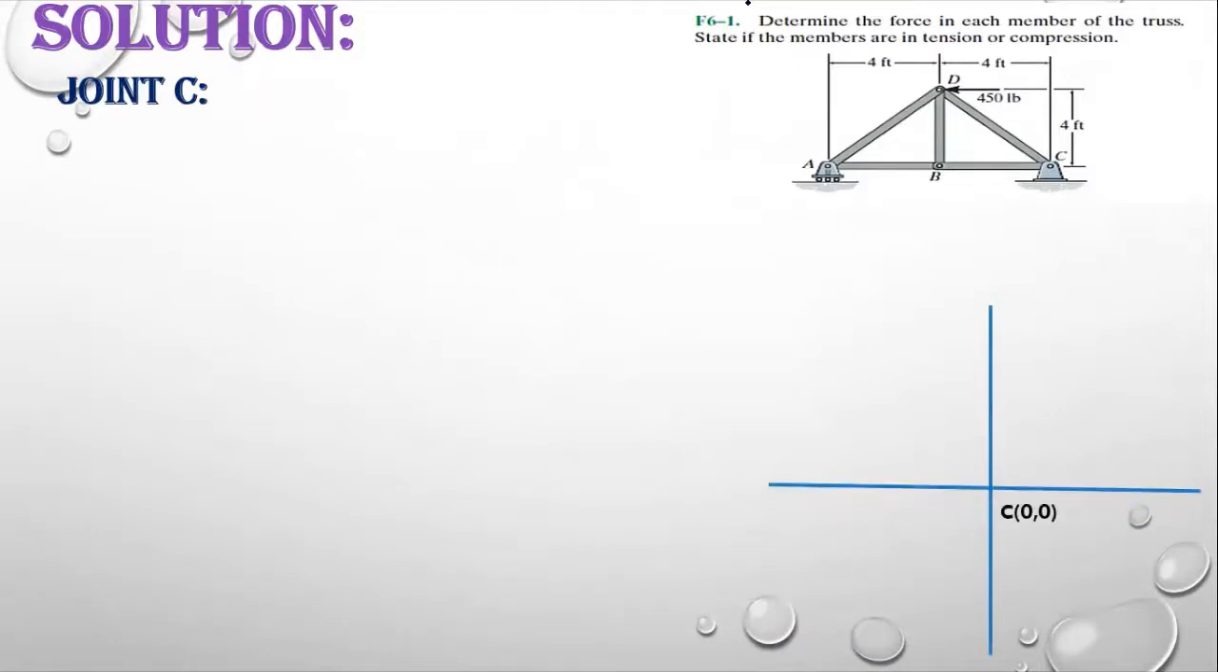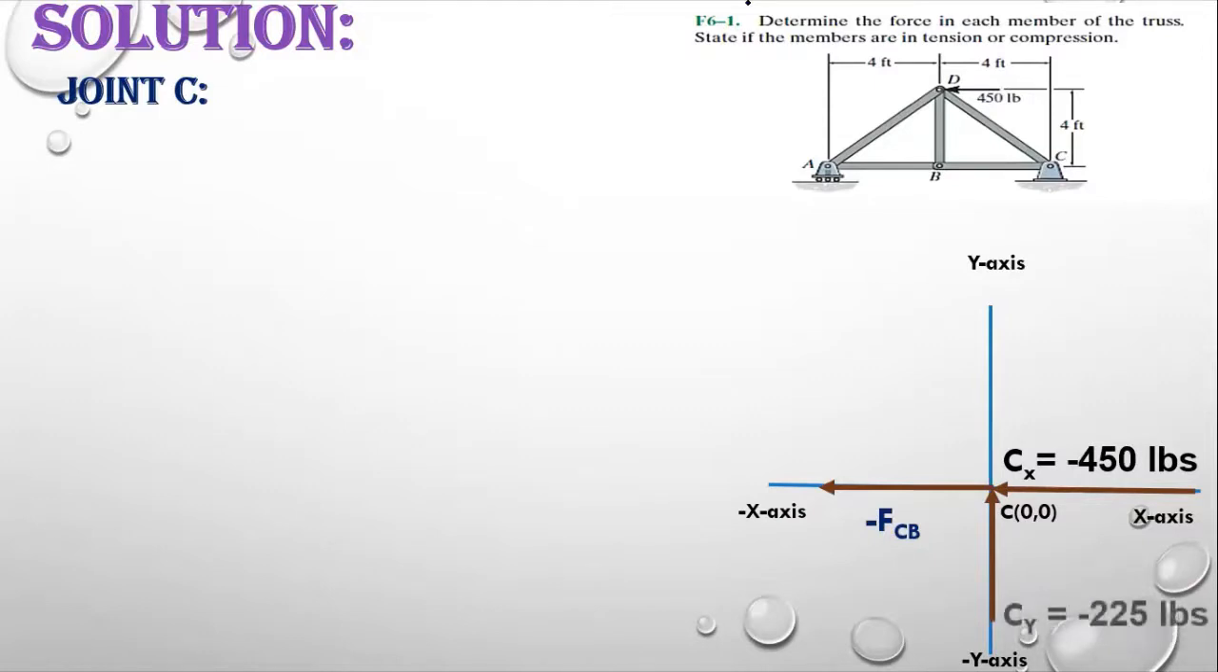We have to draw the free body diagram at joint C, with positive and negative x-axis and y-axis. One support reaction is acting, Cx equals minus 450 pounds, which we have already calculated. Then there is FCB, minus FCB, the member force acting along the negative x-axis. Then there is one vertical force acting upward, the support reaction Cy equals minus 225 pounds, which we calculated in the previous slide.